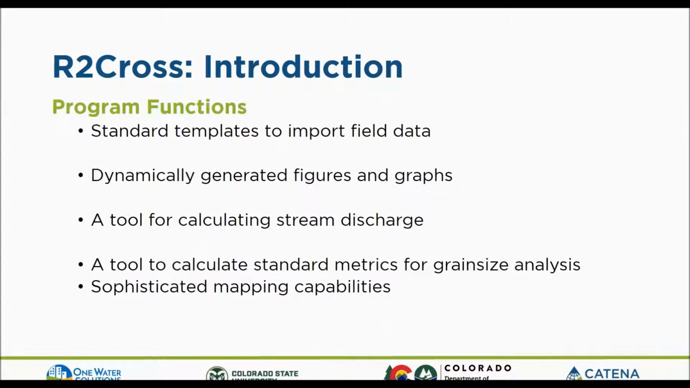The ERAMs platform enables the following R2Cross program functions: standard templates to import field data for the R2Cross model, discharge measurements, and pebble counts; dynamically generated figures and graphs illustrating cross-section information, R2Cross calculations, and habitat criteria selection; a tool for calculating stream discharge using standard cross-section and velocity data; a tool to calculate standard metrics for grain size analysis using pebble count data; and sophisticated mapping capabilities to display data collection sites, NHD streamlines, stream flow gauges, water right structures, and other relevant coverages.